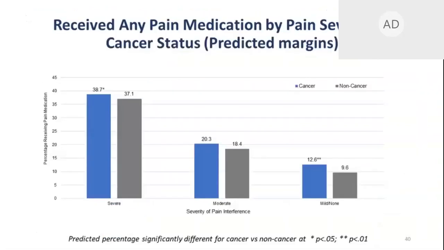So here's a slide showing what happens when you pull together the separate results for cancer history and pain severity using predictive margins. Predictive margins provide the predicted probability when you're turning on and off various dummy variables. And so you can see here that for cancer patients with severe pain, a predicted 38.7% received any pain medication, compared with adults without cancer, 37.1%. So you can see that there's a higher predicted probability across all of the pain severity groups, although it's only significant for the severe and mild-to-none groups.